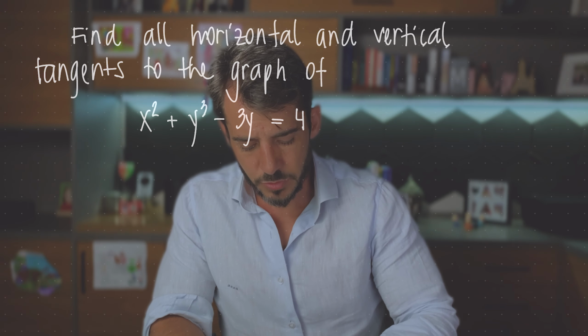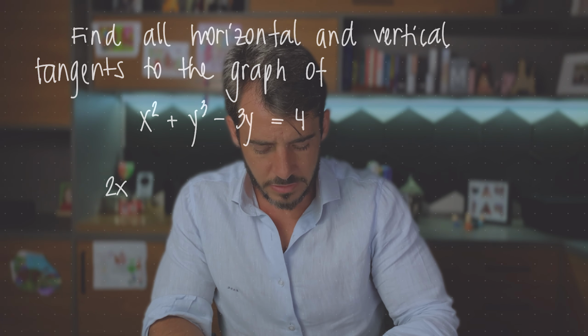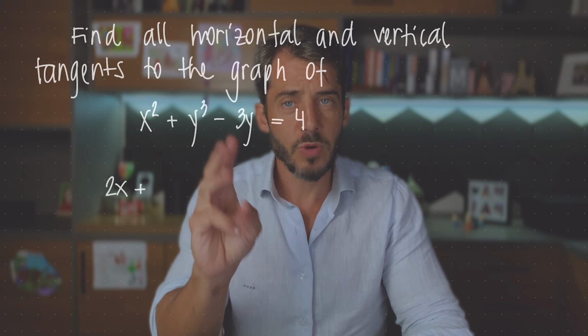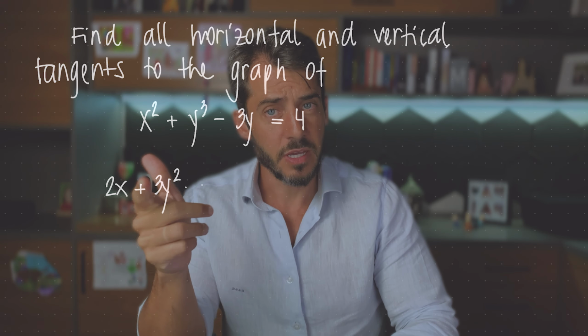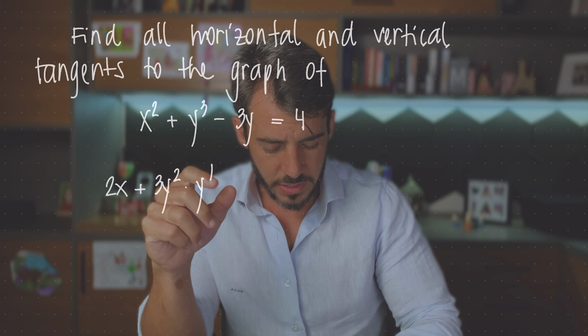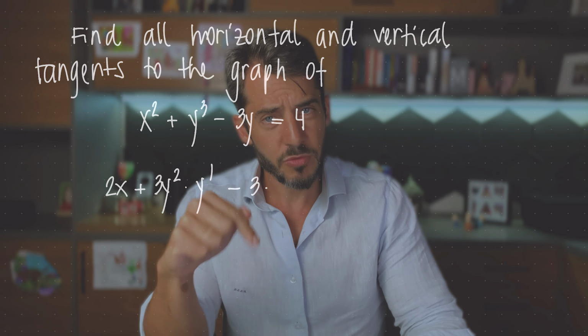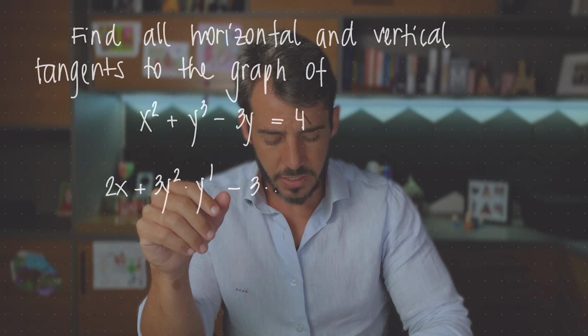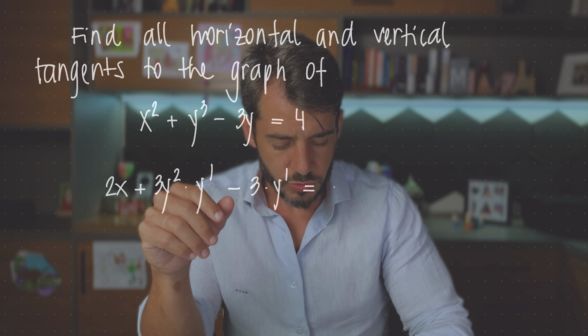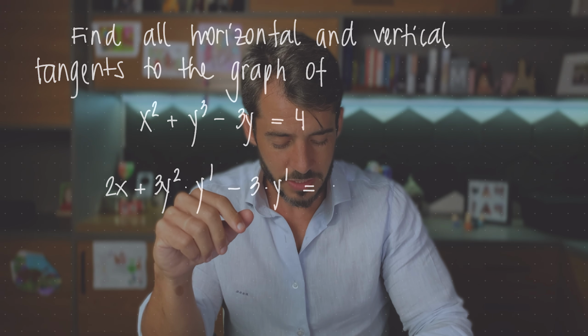So we have the derivative of x squared, which is 2x, plus the derivative of y cubed, which is 3y squared, times, given that we need to apply the chain rule, dy dx, minus 3 times, and careful with this one, the derivative of negative 3y is not negative 3, it's negative 3y prime, equal to, and careful here as well, by the way, it's equal to 0.